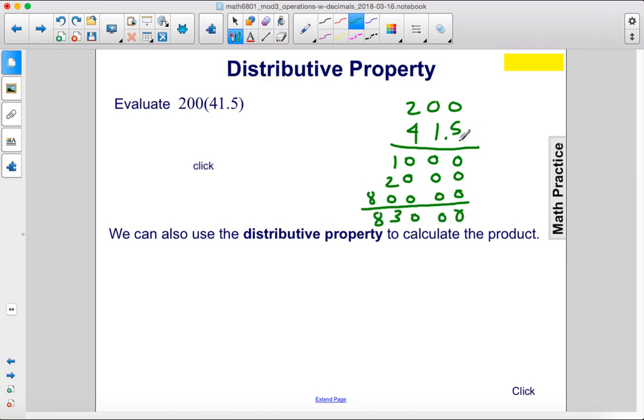And then we have one digit to the right of a decimal, so we put the decimal here. So the answer is 8,300.